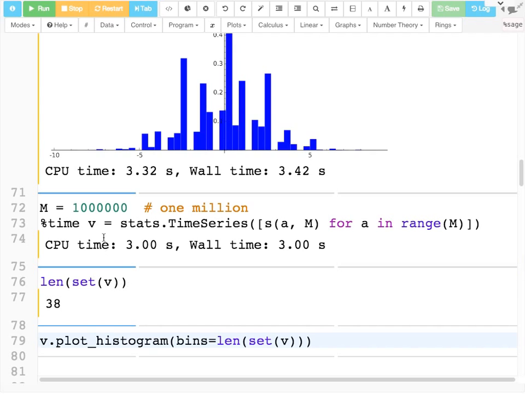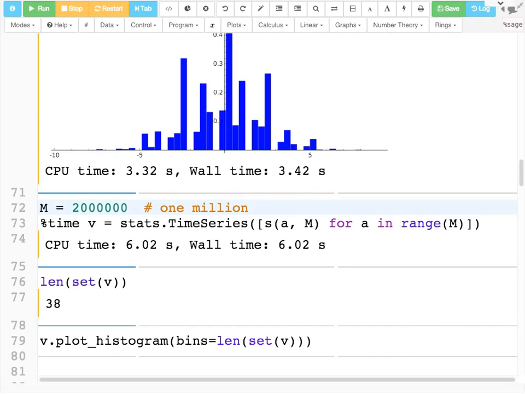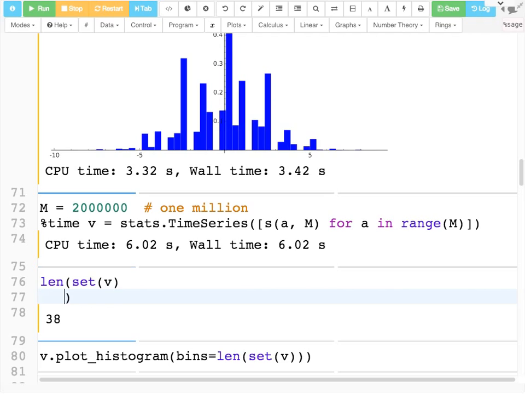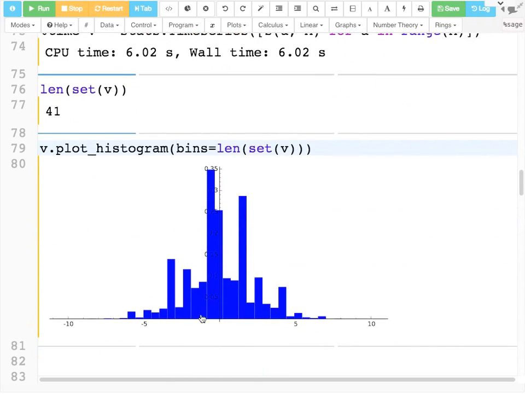Although if we increase the number of things that we look at, let's try going up to 2 million, which I hope should only take about 6 or 7 seconds. This is all being computed live. Let's just see how many different numbers we get. 41. So, you push it really far and you get a couple more numbers. And you get a histogram that looks like that. It's kind of messy. I don't understand what that histogram looks like, actually.